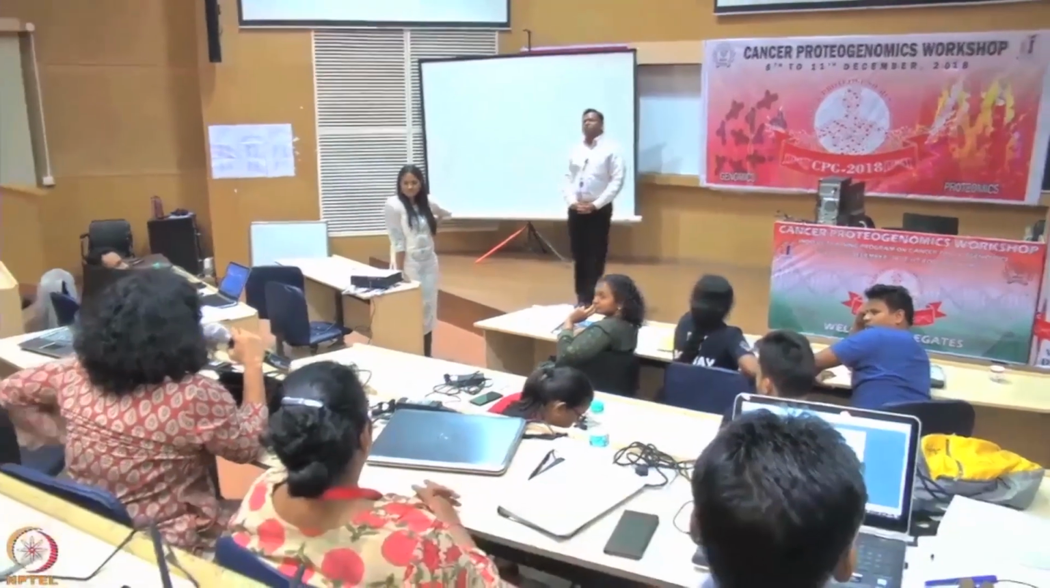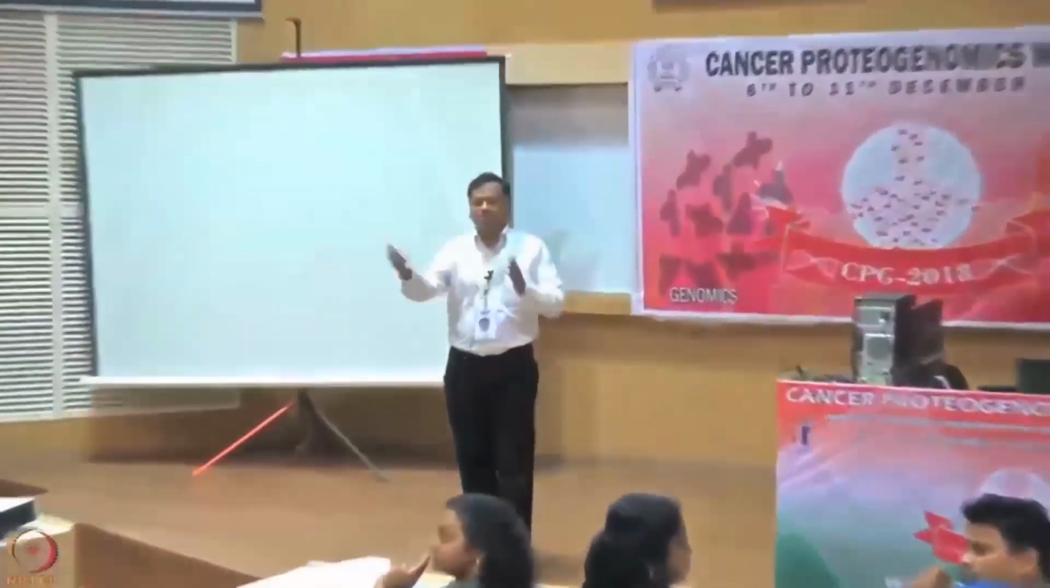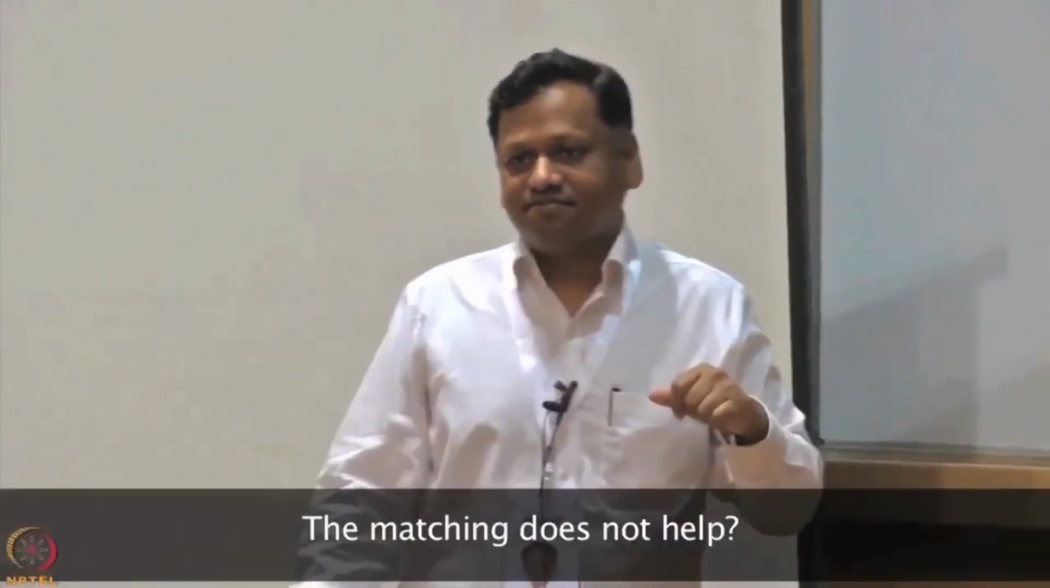GVHD. So, 40% of patients will develop GVHD. I mean, it is between 30 to 50% in different series. Let us say 40% will develop. Now, out of this 40%, 10 to 15% will die because of this. We are able to avoid GVHD in 60%, but 40% will still get it.